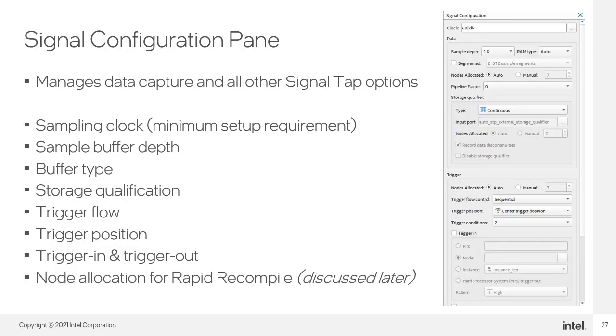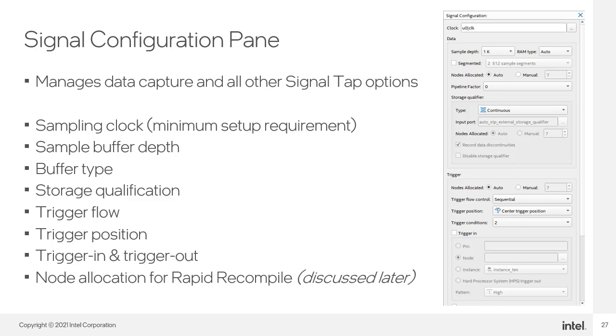All other basic configuration of the logic analyzer is performed using the Signal Configuration section of the SignalTap file window. The Signal Configuration Pane is where you specify a sampling clock, set the characteristics of the selected instance's memory buffer, and configure the use of triggers. You can configure these options either before or after you've tapped signals and set up trigger conditions.